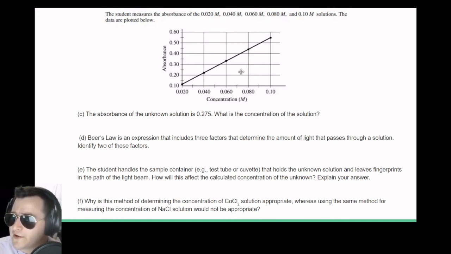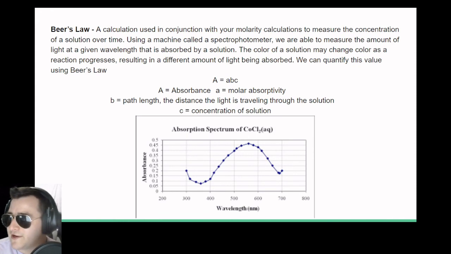Like, that's weird. What is this chart? This chart is a relationship of Beer's Law. But this question is also kind of cool in that all it's asking you to do is give me the variables for it. Like, how cool is that? It's just, hey, the equation is A is equal to ABC. What do those letters mean? It's kind of cool.